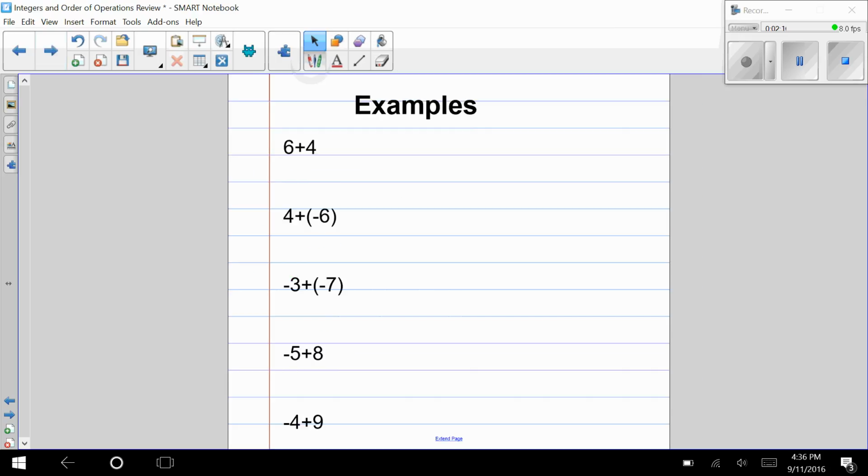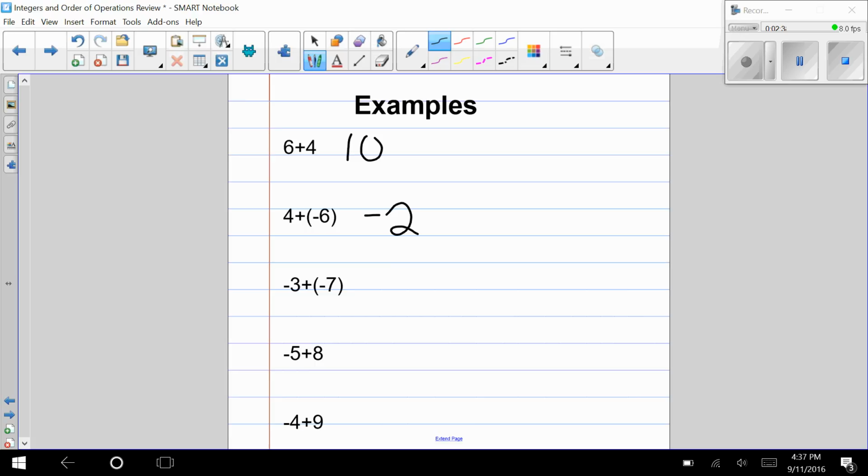Let's do some examples. We have 6 plus 4. We're adding two numbers that have the same sign. They're both positive, so my answer is positive. 6 plus 4 makes 10. For 4 plus negative 6, they have different signs. The 6 is bigger, so I have more negatives. My answer is going to be negative. And then I take the bigger one minus the smaller one. So 6 minus 4 gives me 2. My answer is negative 2.